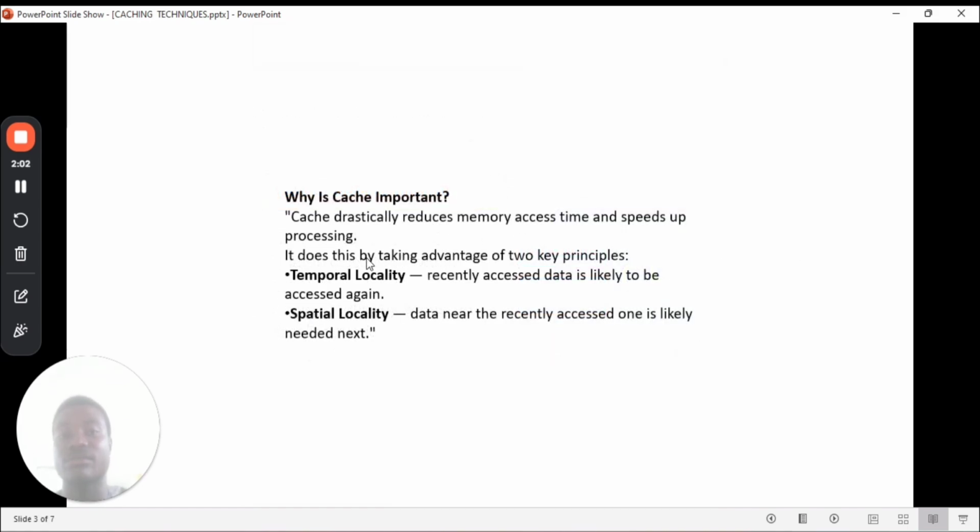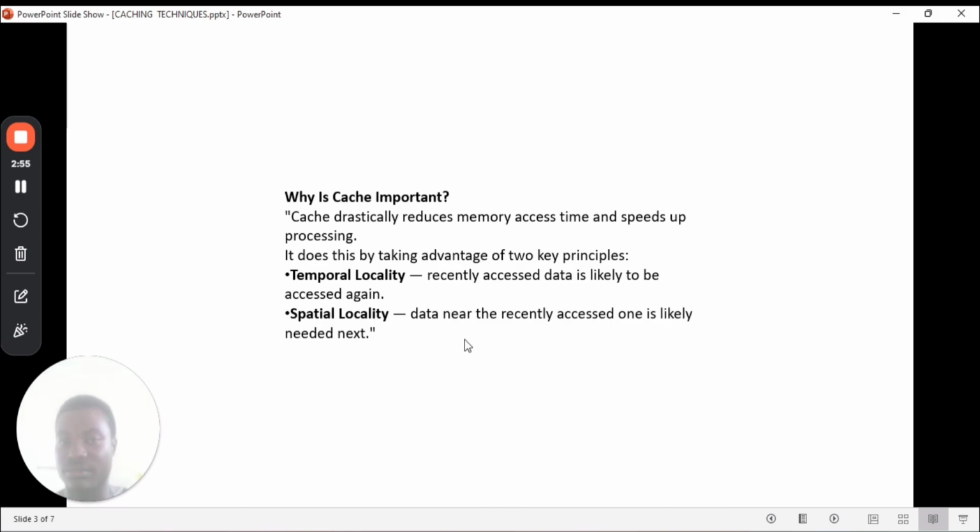Why is cache memory very important? Cache drastically reduces memory access time and speeds up processing. It does this by taking advantage of two key principles: temporal locality and spatial locality. With temporal locality, recently accessed data is likely to be accessed again. With spatial locality, data near the recently accessed data is likely to be needed next. That is the difference between temporal locality and spatial locality.